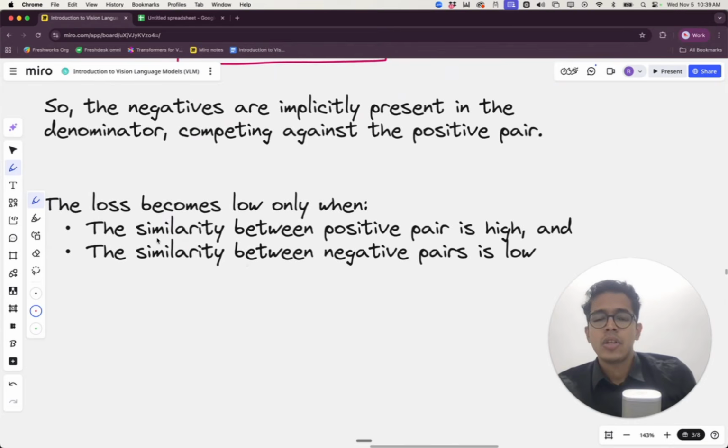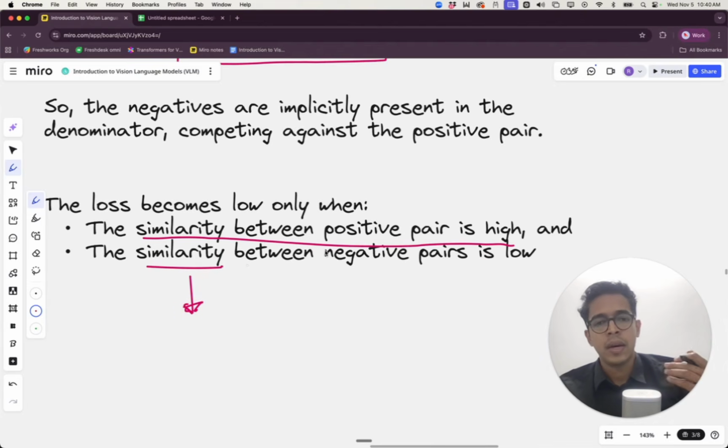Similarly, the loss score will be highest if the similarity between positive pairs is low, and loss will be highest if similarity between negative pairs is high. Vice versa, if similarity between positive pairs is high, loss will be low. If similarity between negative pairs is low, loss will be low. And what similarity are we talking about here? Cosine similarity.